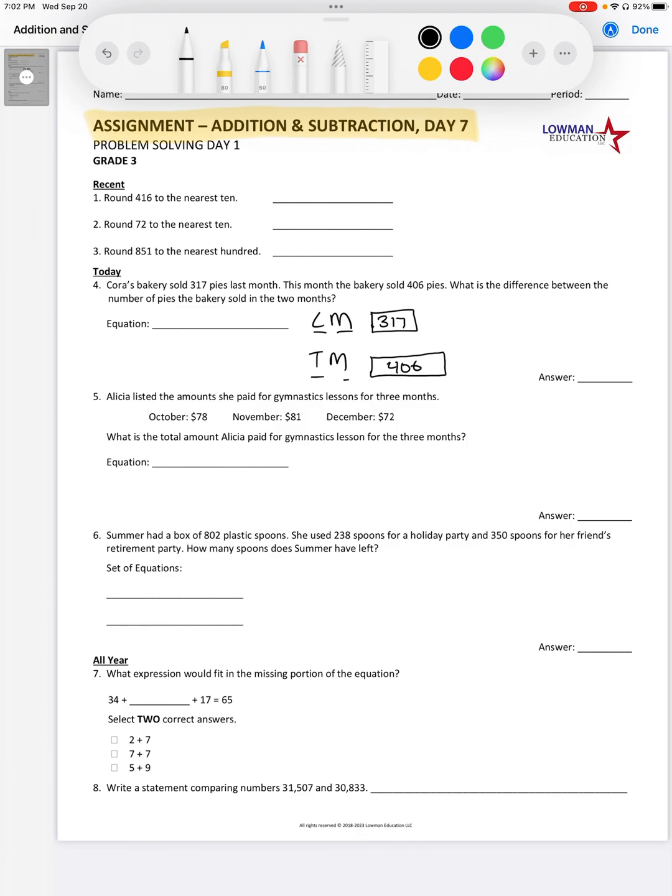It's now asking us, what is the difference between the number of pies the bakery sold in the 2 months? Difference is an important word that usually tells us we need to subtract to find our answer. We're looking at how is 406 different than 317? To do that, we just set up our problem, 406 minus 317.